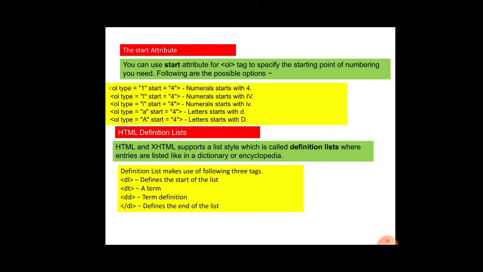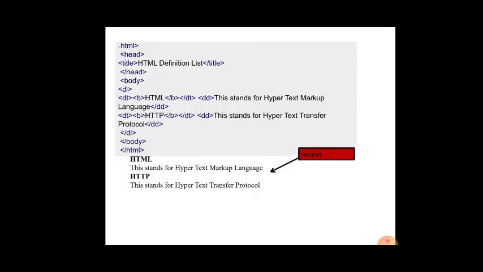So the definition list makes the following. There are three tags in the definition list. DL defines the start of the list, DT is a term, DD is the term definition, and the closing DL defines the end of the list.